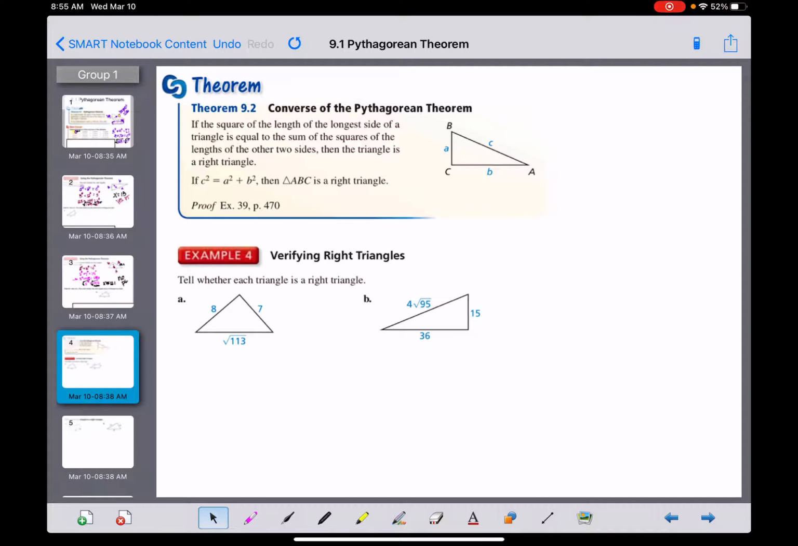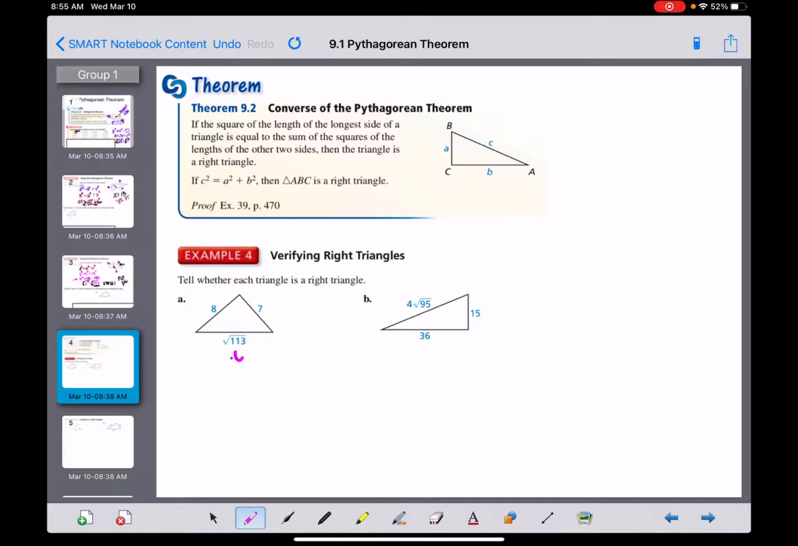Next, we're going to see if we are given three values, when I take a squared plus b squared equals c squared, do both sides equal each other? If they do, then that determines that it is a right triangle. So I'm checking to see if the two legs, when I square them and add them, does that equal the third side? All right, I'm going to just look to see what is the square root of 113.